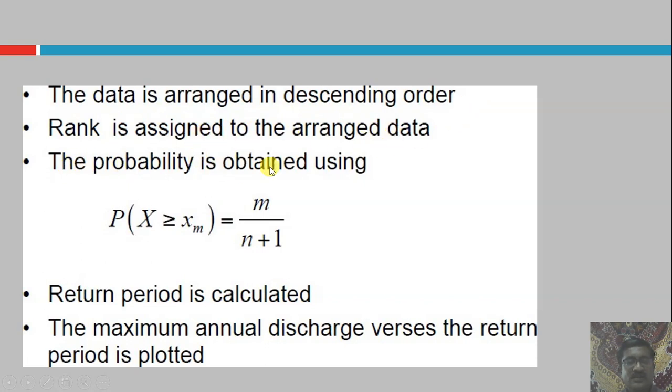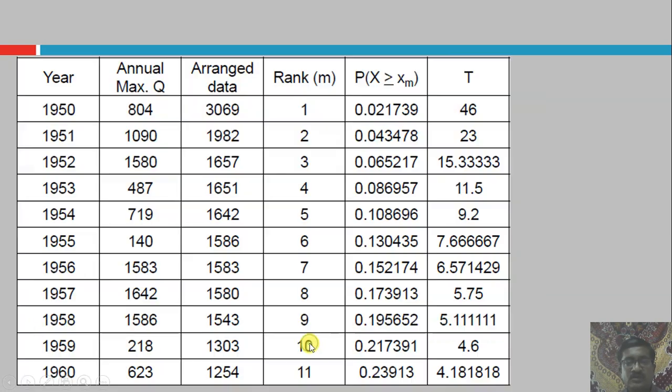The probability is obtained by using this formulation, where P is equal to m divided by n plus 1, where x is greater than or equal to xm. So what we will see is the return period is calculated, and the maximum annual discharge versus the return period is plotted. You can see how the formulation can be made.